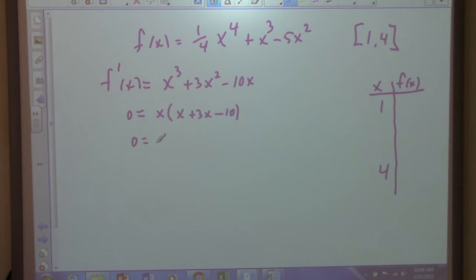So we have 0 is equal to x times, we just write this out, so we got x plus 5 times x minus 2. So if we put x plus 5 equals 0, that's x is equal to negative 5. That doesn't work. But also we know x is equal to 2. So 2 is going to be our other critical number.